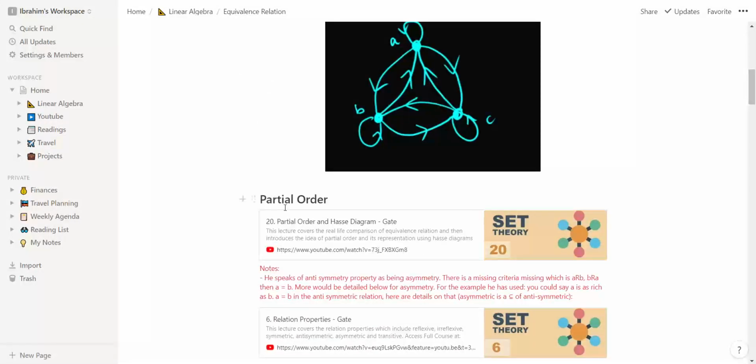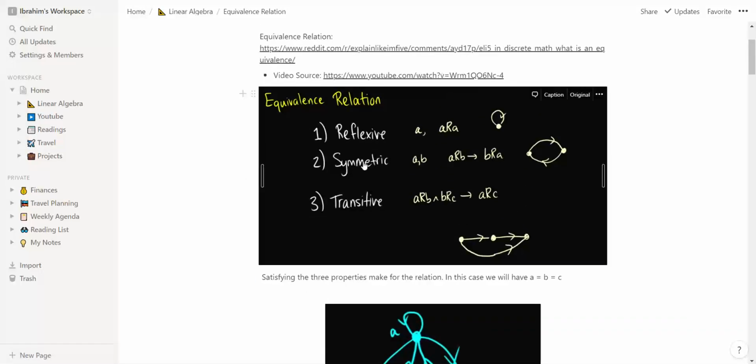Now, when it comes to partial ordering, there is a property that has to be handled differently. We have symmetric, antisymmetric, and asymmetric. Symmetric is when A is related to B and B is related to A, so you can go both ways. But asymmetric drops this relation, in the sense that A related to B is not the same as B related to A. And then you have something in between, which is antisymmetric.